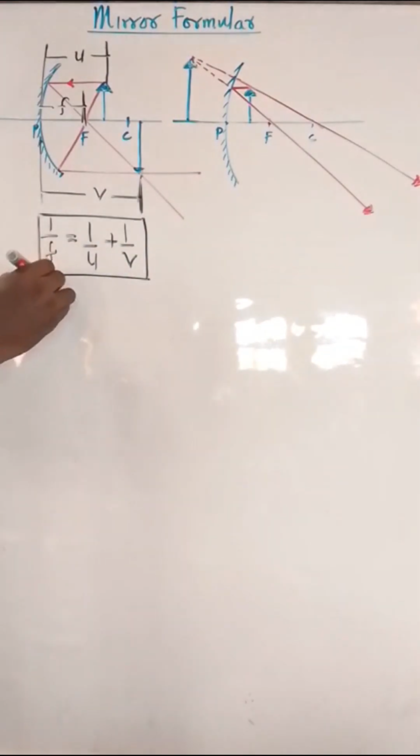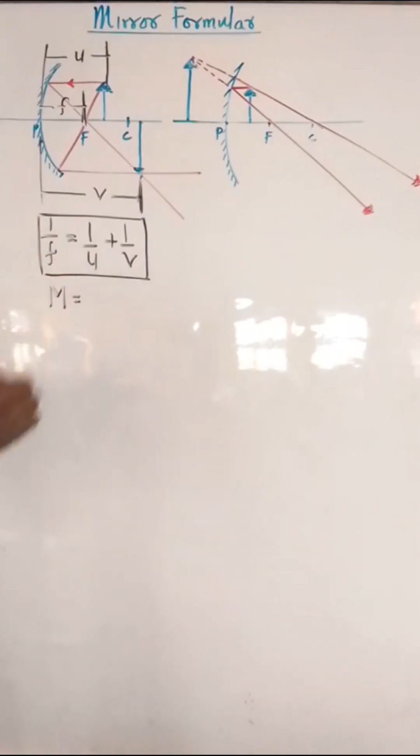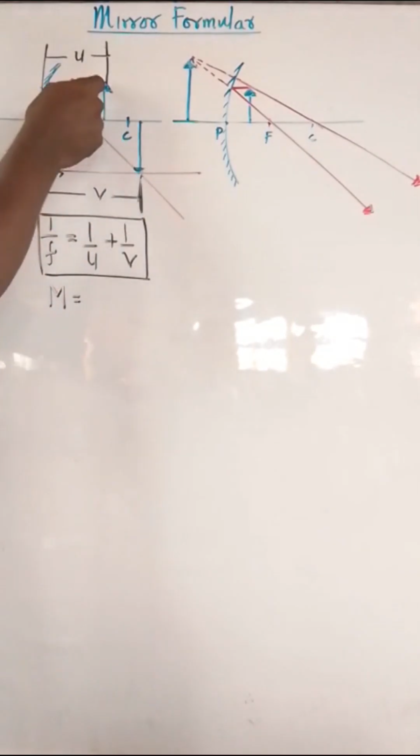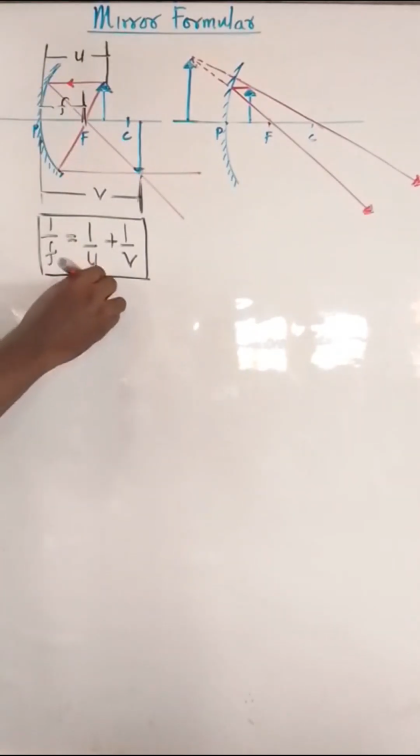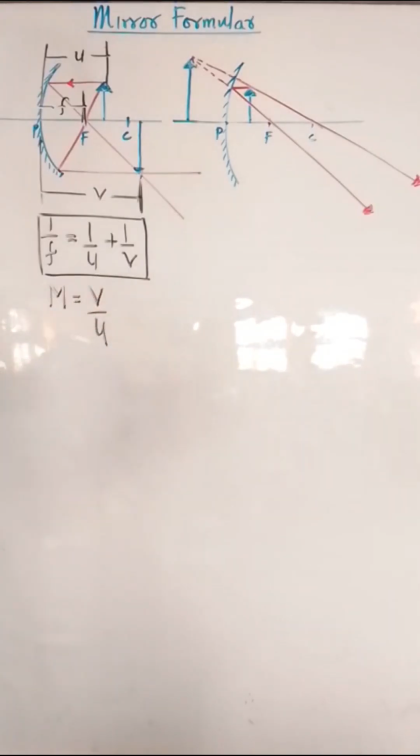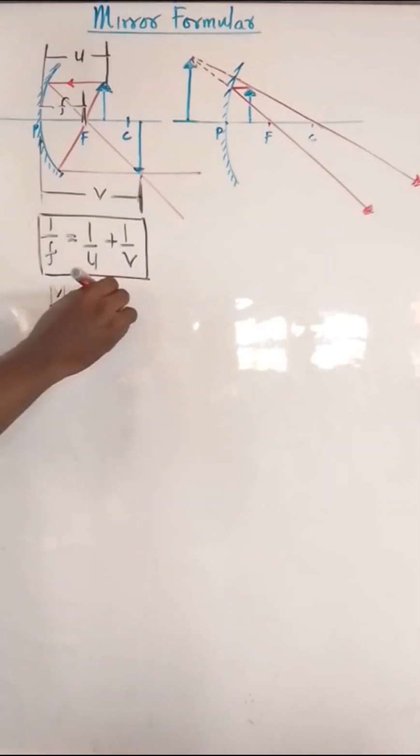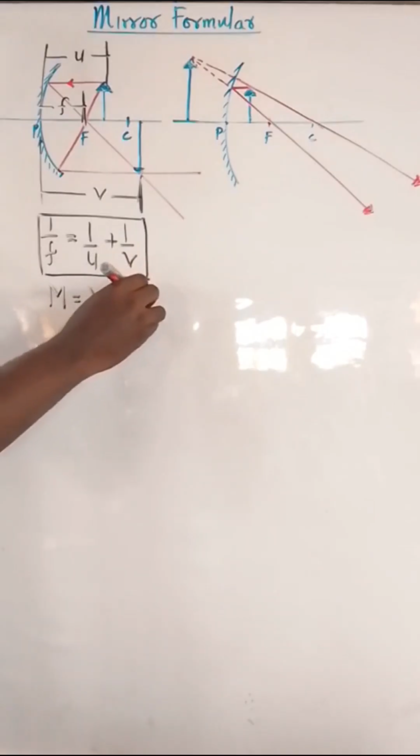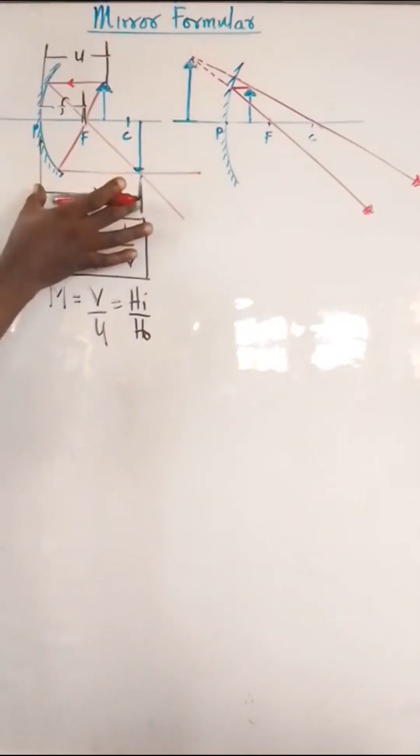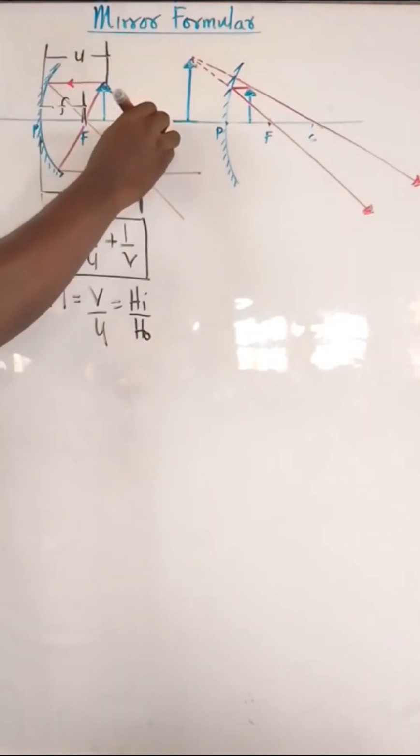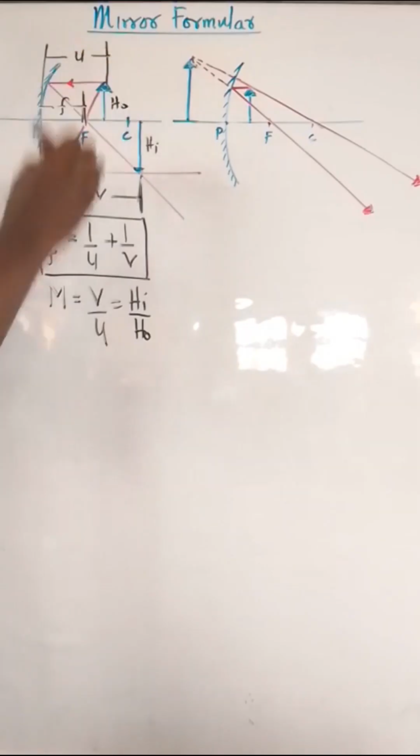Then we also have what we call the magnification. The magnification m is how big, or what is the change in size. For example, the image is longer or bigger than the object here, so it is magnified. So in this case, our m becomes v over u. And we've shown in our previous lessons that this is the same thing as image height over object height. So this v over u is the same thing as hi over ho.